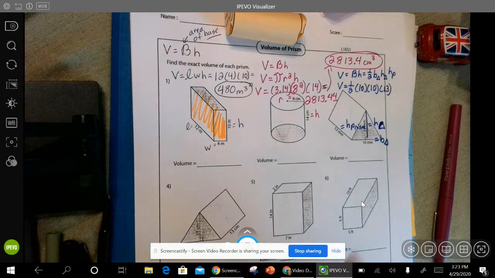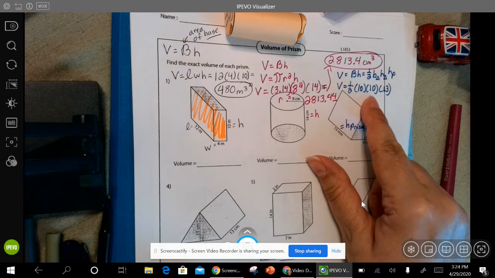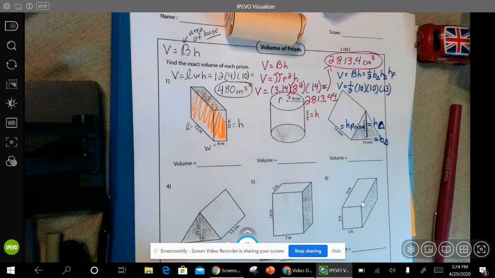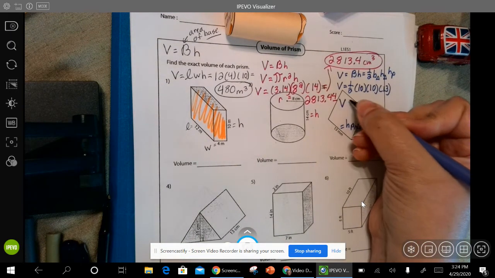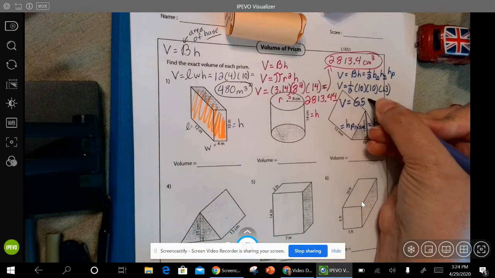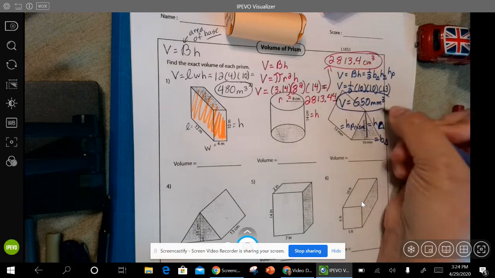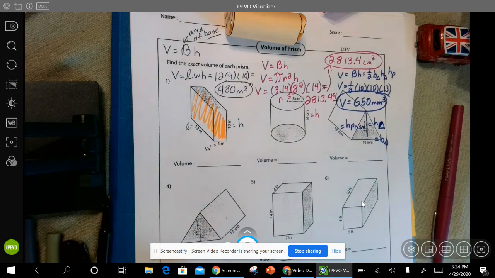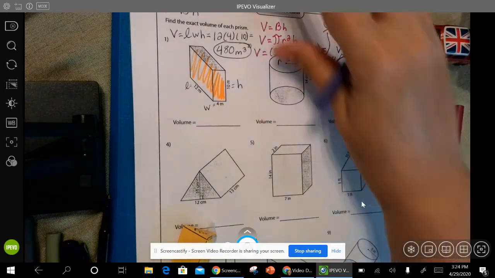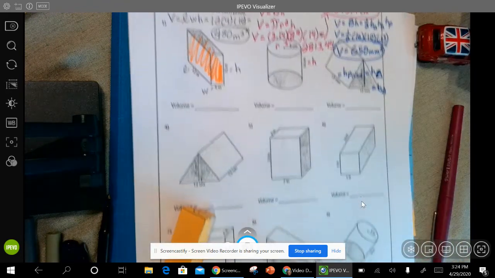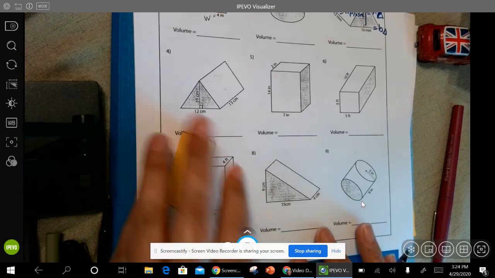So if you want to think about it, this would be 10 times 10 is 100. Half of 100 is 50. So 50 times 13, and we get 650. So this is going to be 650 millimeters cubed. Okay, so let's do some more examples, everybody, for this.